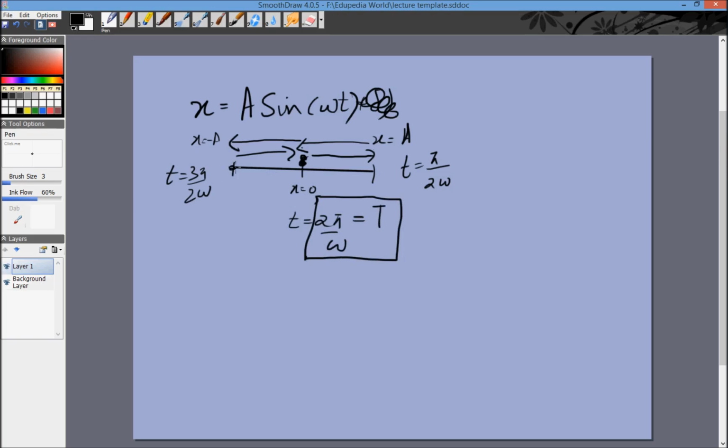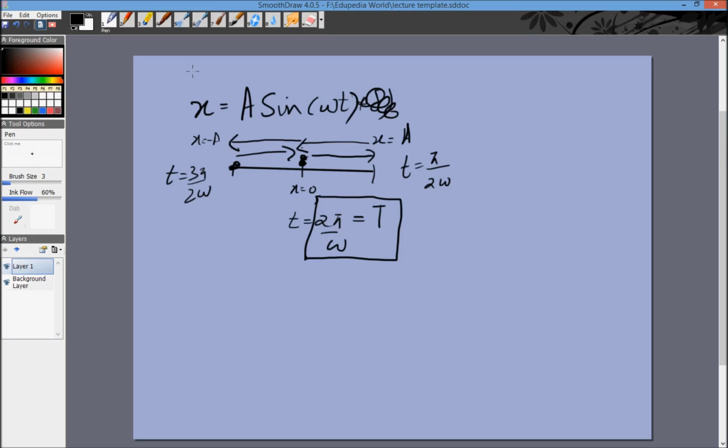If you started from one extreme, after time 2 pi by omega, it would reach the other extreme. In fact, from any position, because if the time shifts by 2 pi by omega, then omega t will shift by 2 pi. And if omega t shifts by 2 pi, we know the value of the sine function does not change, so x will be the same position.